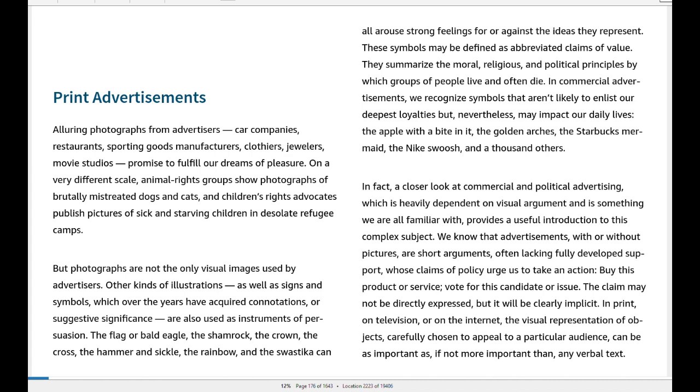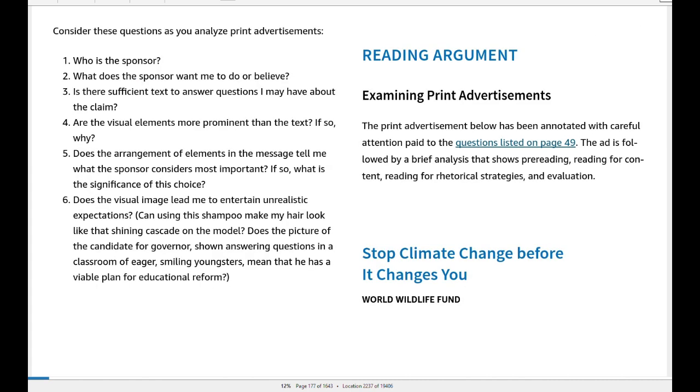In print, on television, or on the internet, the visual representation of objects, carefully chosen to appeal to a particular audience, can be as important as, if not more important than, any verbal text. Consider these questions as you analyze print advertisements. Who is the sponsor? What does the sponsor want me to do or believe? Is there sufficient text to answer questions I may have about the claim? Are the visual elements more prominent than the text? If so, why? Does the arrangement of elements in the message tell me what the sponsor considers most important? If so, what is the significance of the choice?